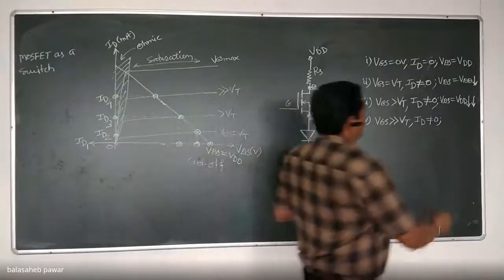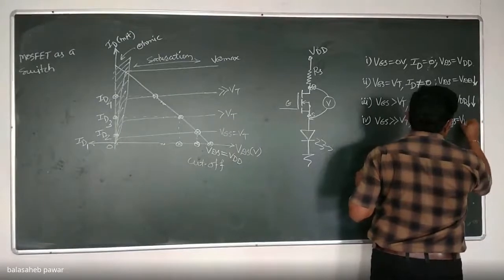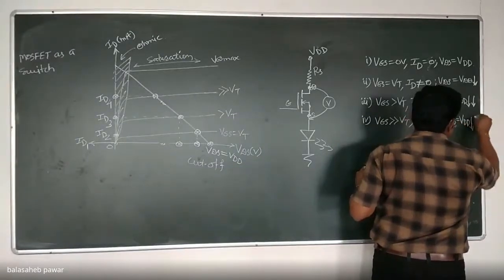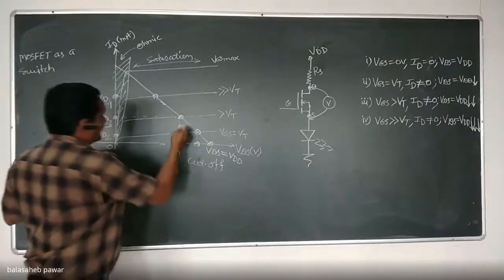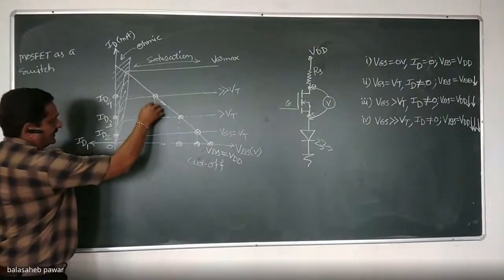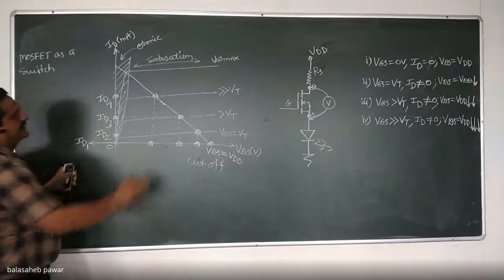Okay. Now the question is, how much will VDS be? Somewhat again less than in the previous case. Is it? You will observe that the operating point will get shifted over here and the obtained VDS will be this much. Is it?